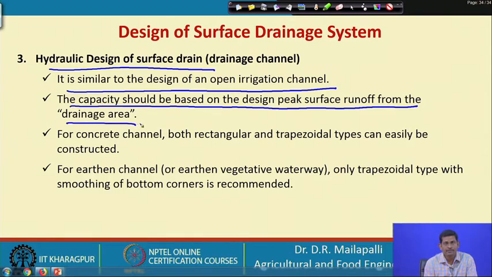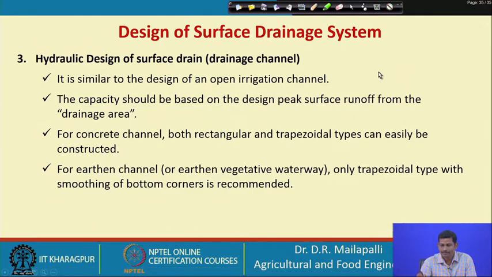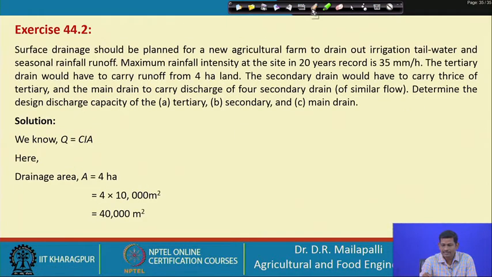Using the rational formula, you will be knowing what is Q, like Q peak, and concrete channels, both rectangular and trapezoidal types, can be easily constructed. Okay. So, for concrete channels, you can go ahead with rectangular or trapezoidal, whereas for earthen channels, where safety or stability is a concern, or waterways, you will be using the trapezoidal type of channels. Okay, here is an example.